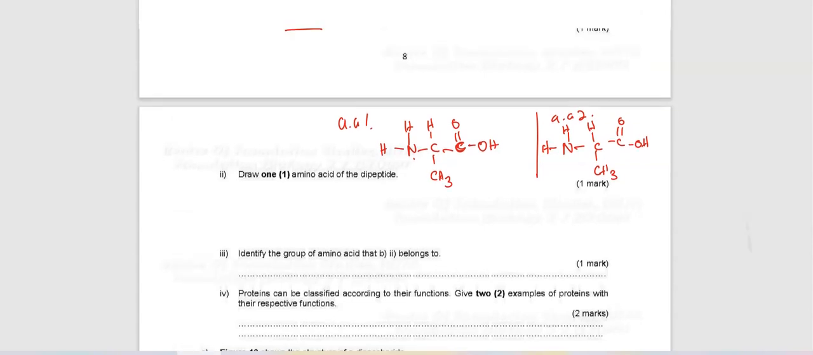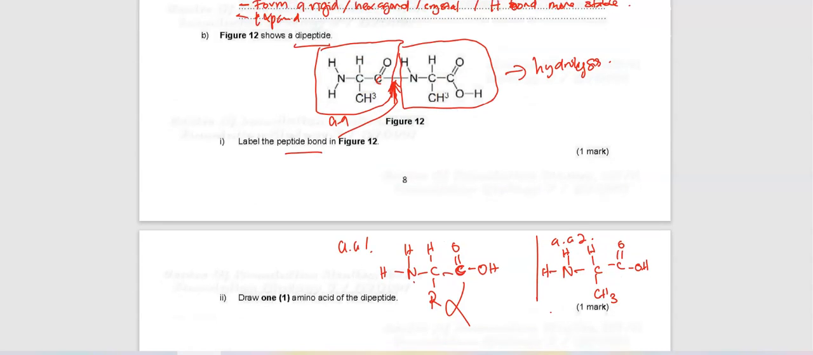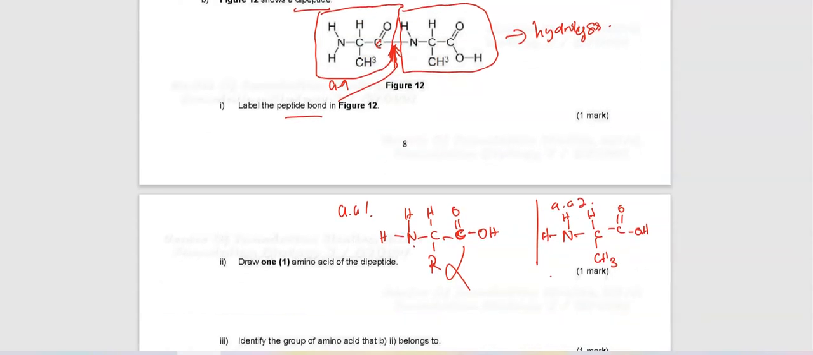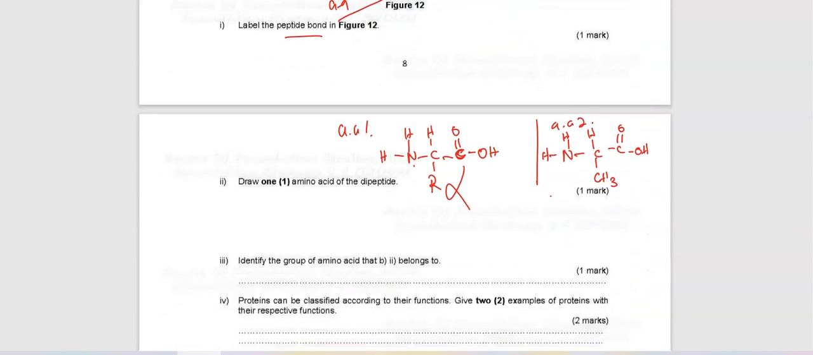So for example, if you were to change the side chain here, okay, you were to add, you just write R there. Okay, so your answer would be wrong. Okay, so you draw exactly what is given in the question. You just break it down into the separate amino acids.